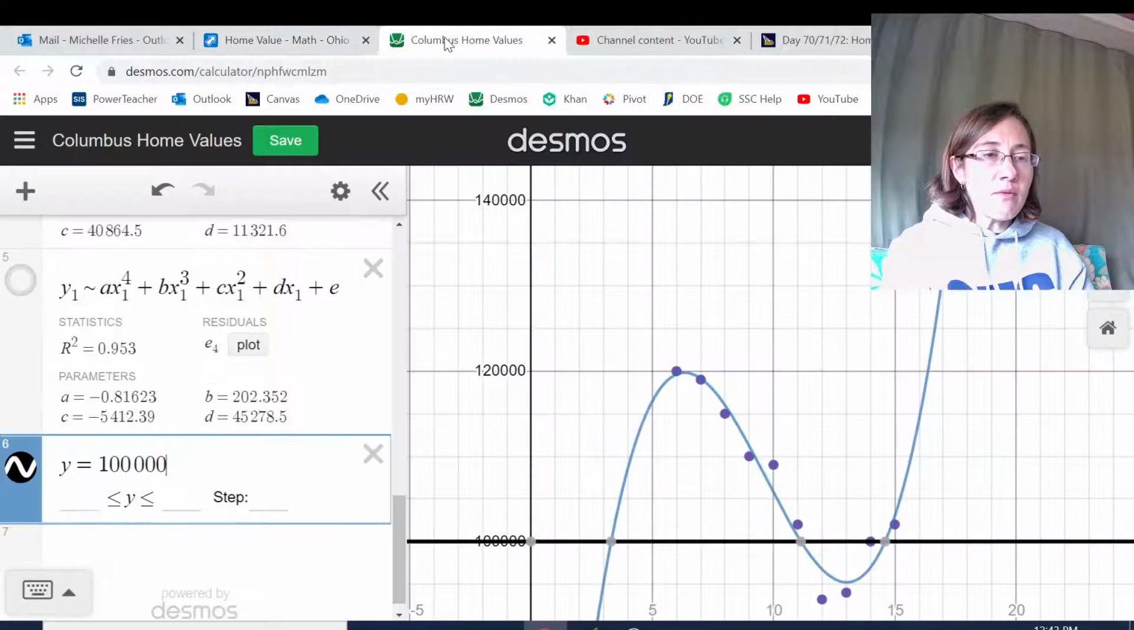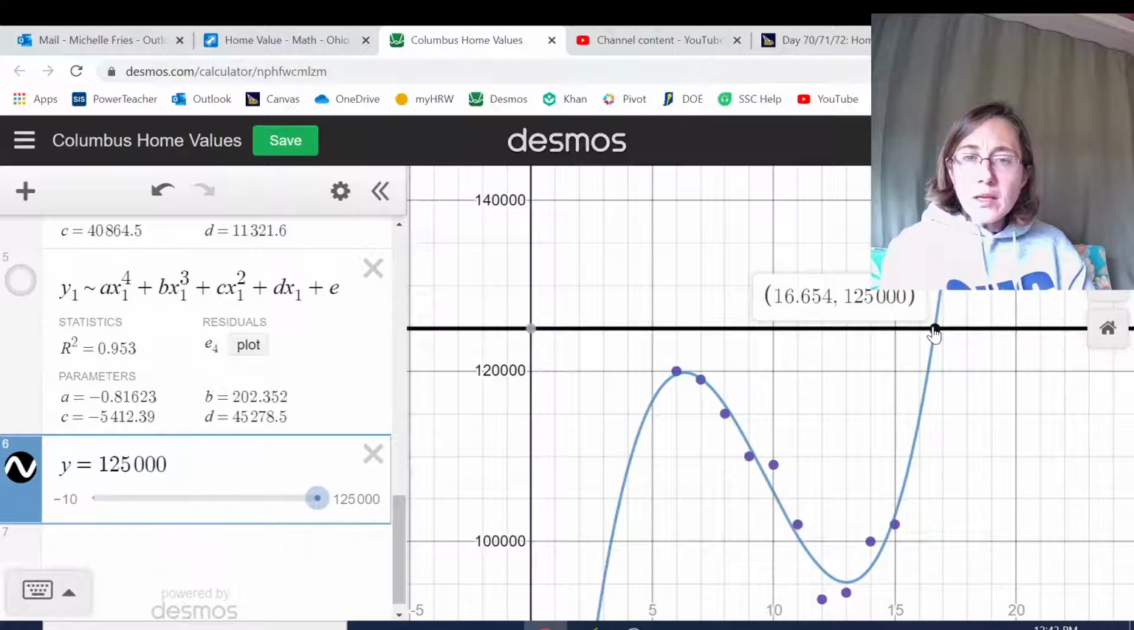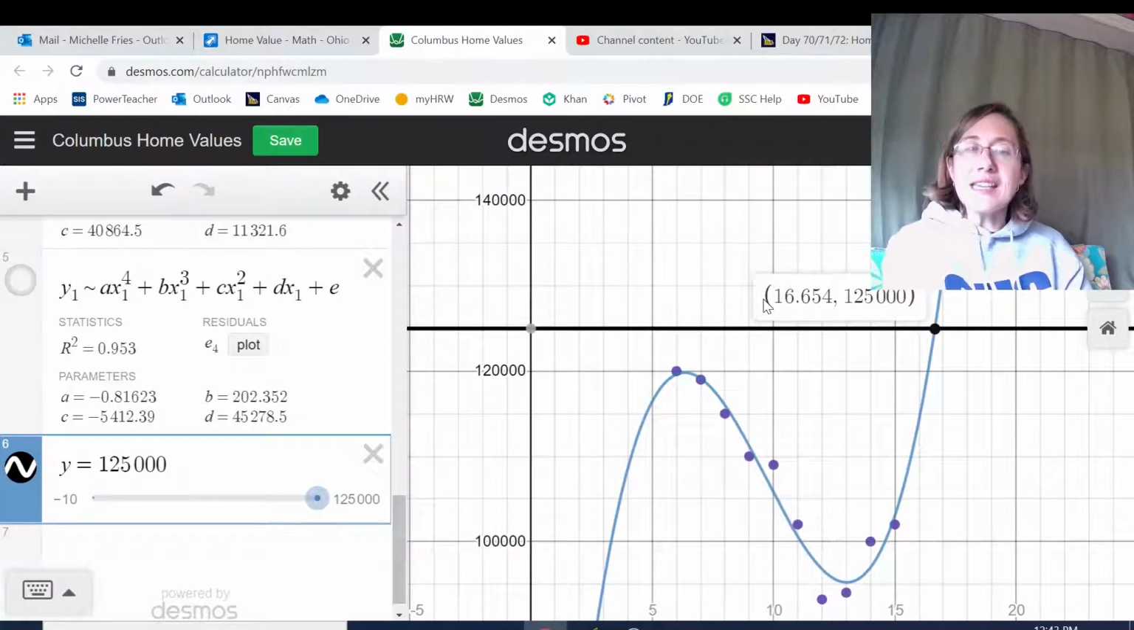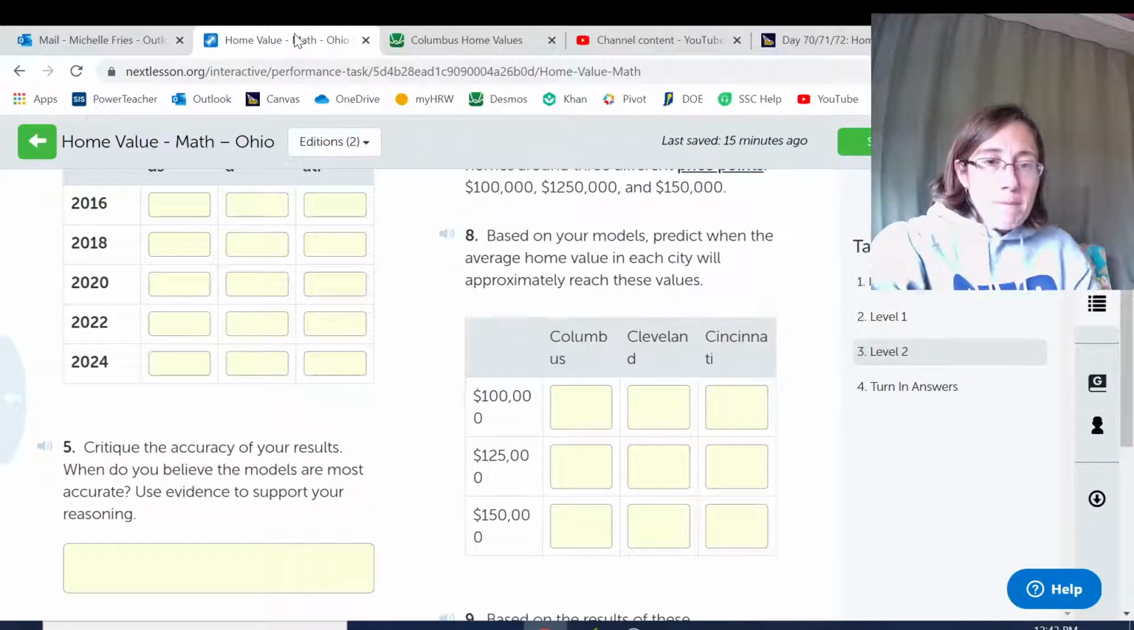Yep. So let me go over here and change this to $125,000. Based on my model, it looks like I would hit that price value. My y is my price value. What was my x again? Years since 2000. So it looks like about midway through 2016 is when we would anticipate houses being that price if they continue to climb at the current rate. So that's how you will answer those questions on number 8.